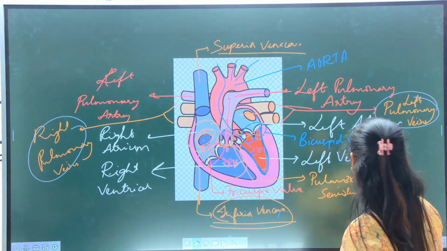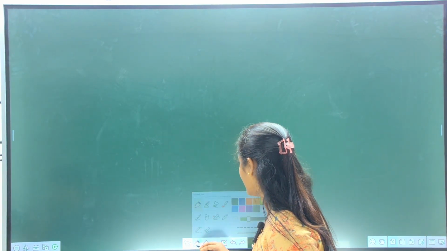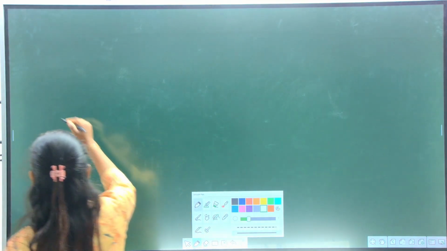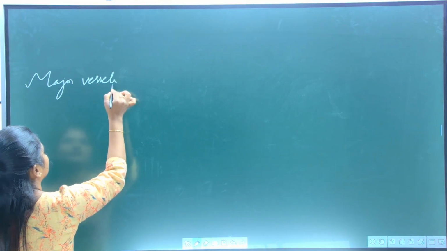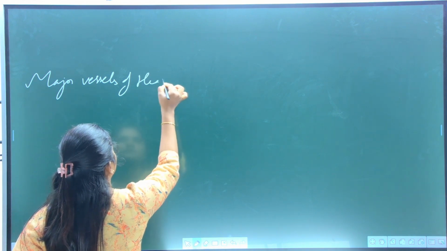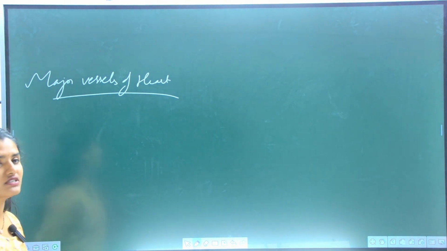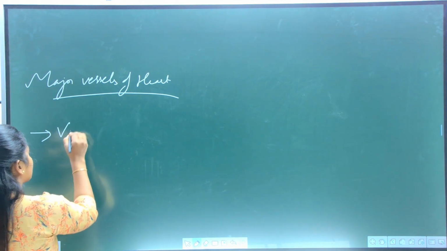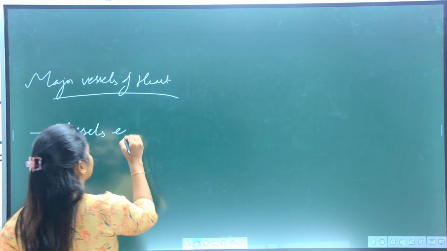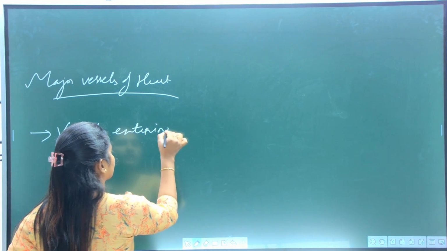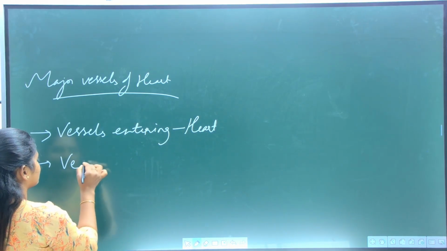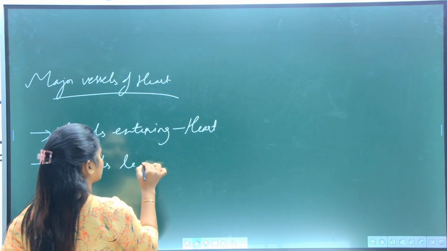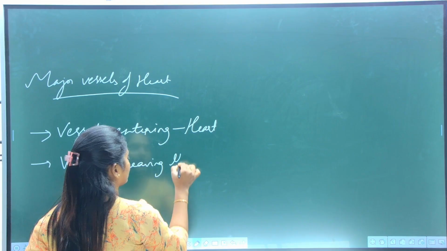And now coming to the major vessels of the heart. There are two types of vessels. One is vessels entering into the heart and the other is vessels leaving the heart.